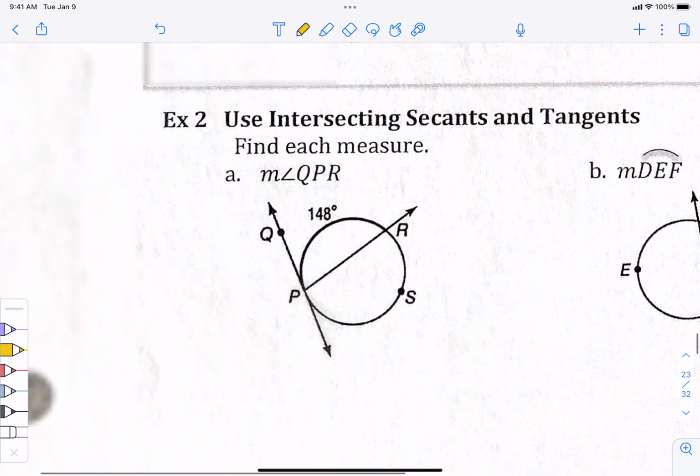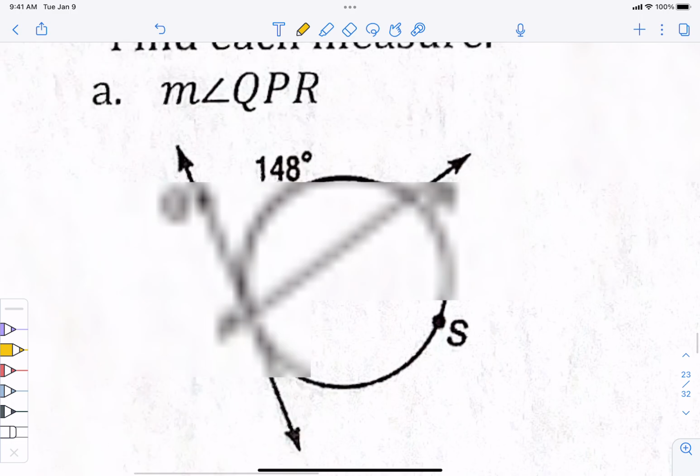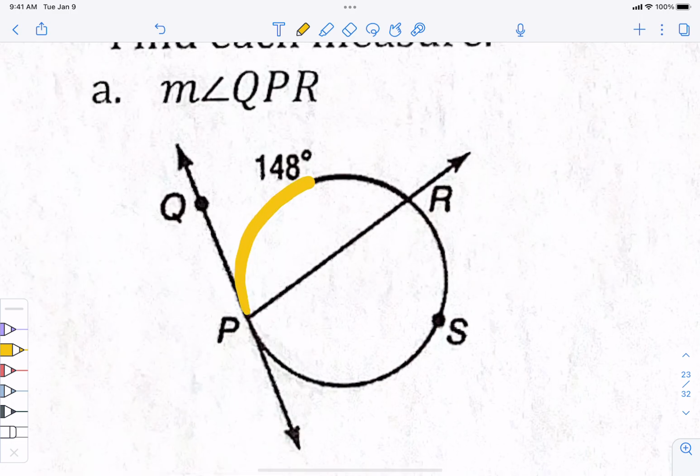So let's go to this right here. They are saying that the arc here is 148. So that's from here to here. And they're wanting us to find the measure of the angle QPR. QPR is this angle right here.